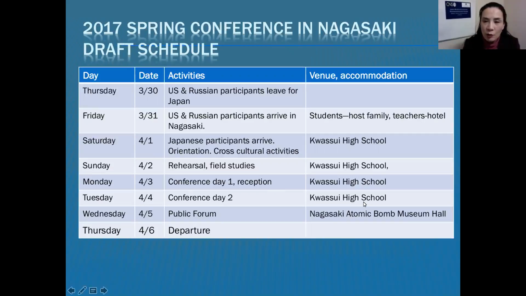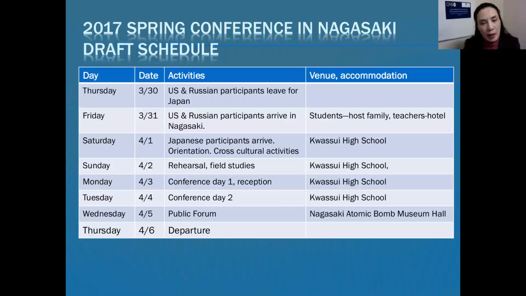Then Tuesday, conference day 2. Again, this is going to be at Kasui High School. So day 2 is going to be shorter than the first day. So you may have some free time in the afternoon, not the entire afternoon, but we don't know yet, but most likely we are not going to spend an entire day on the second day.